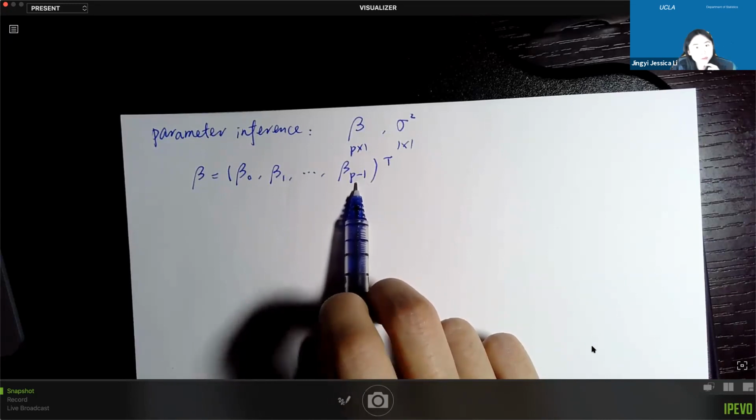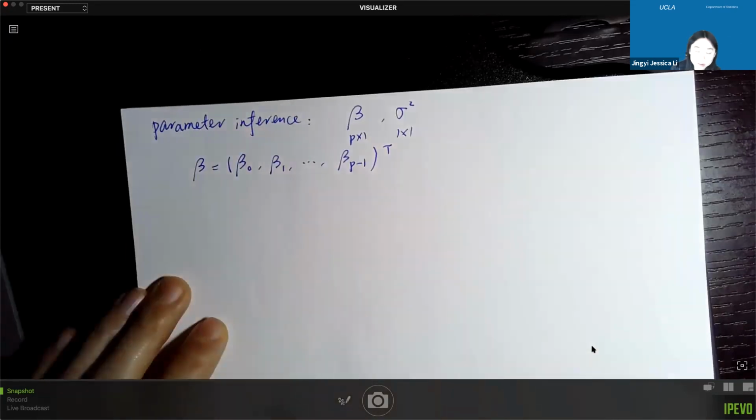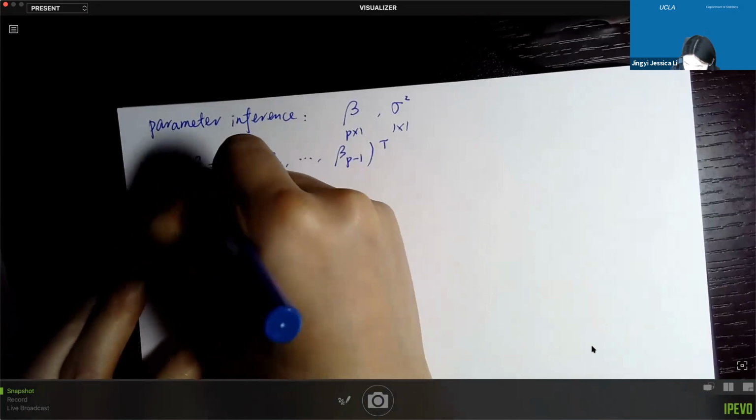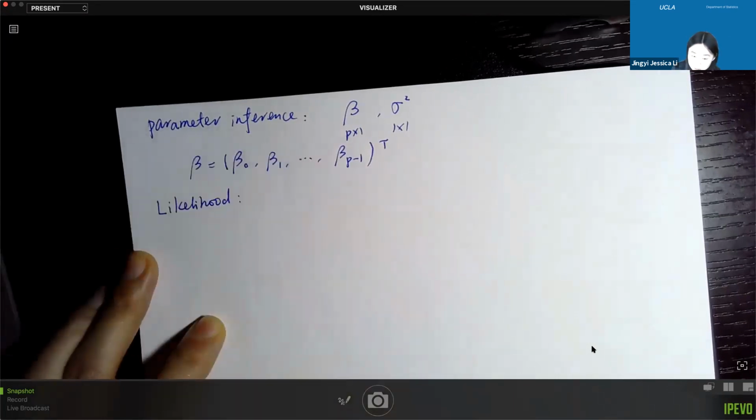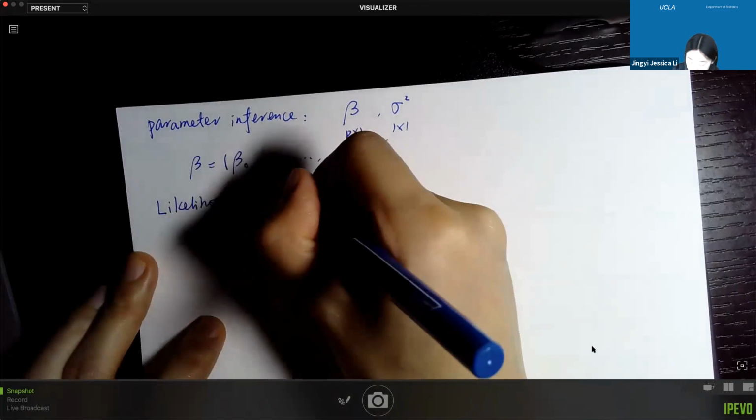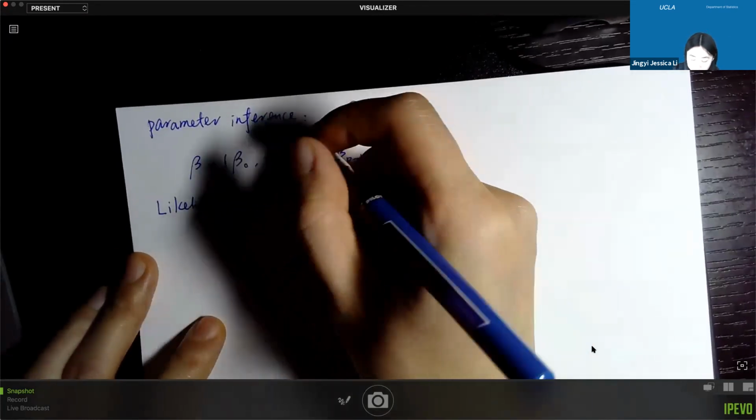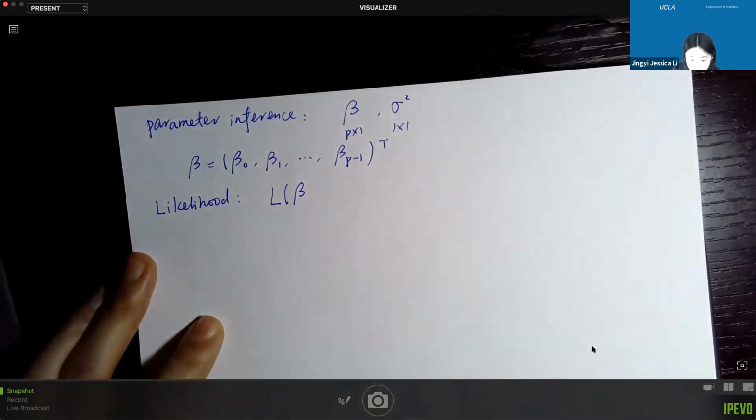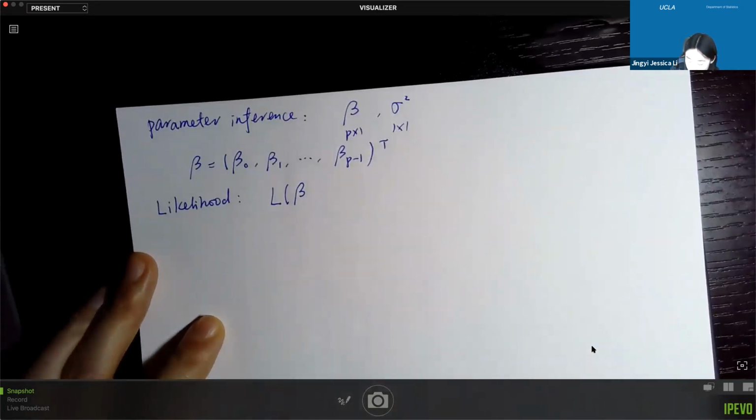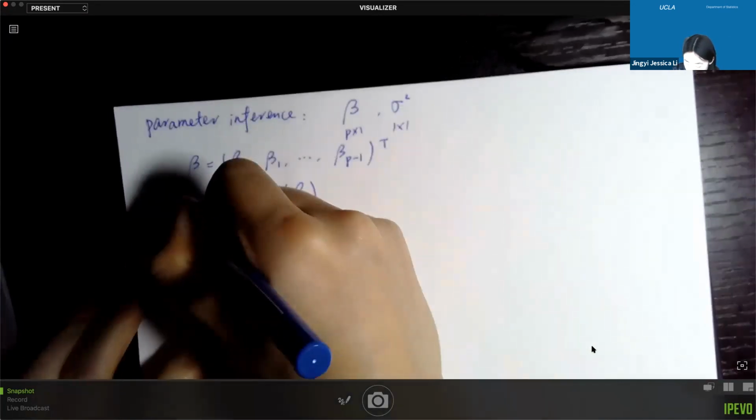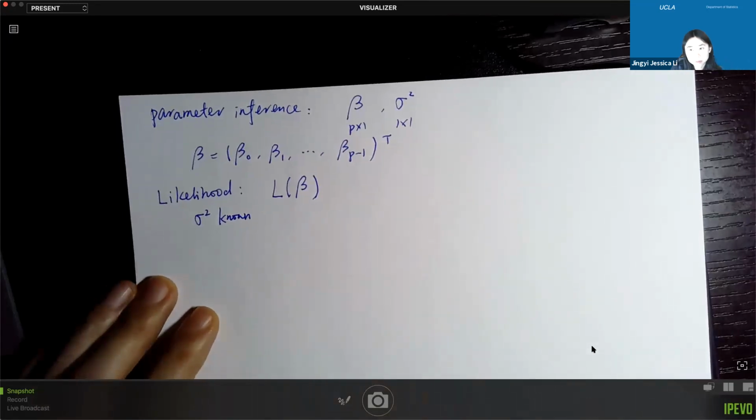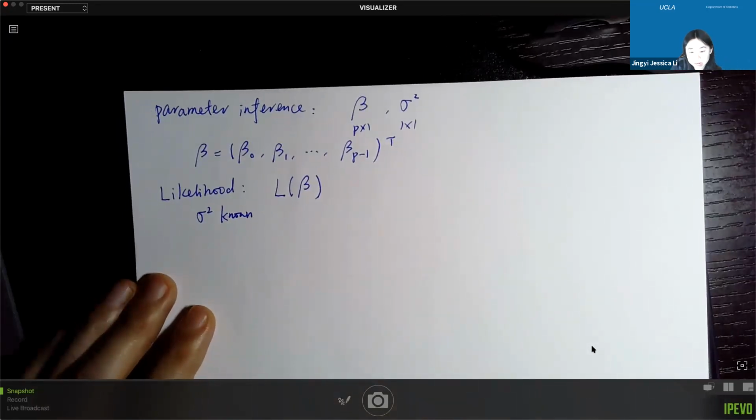So how do we do the inference then? We rely on likelihood-based inference, so we need to define the likelihood. Here, the likelihood is about two things, beta and sigma squared. For now, we just assume sigma squared to be known, for convenience. We start from there. Then the only parameter we need to do inference about is beta.